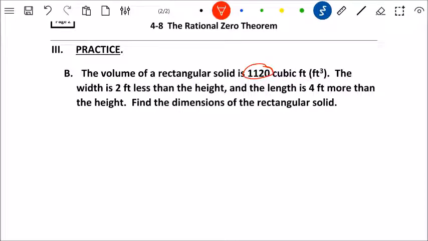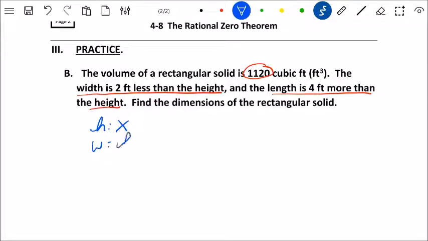Let's take a look at the information. 11 over 20 cubic feet. The width is 2 feet less than the height. The length is 4 feet more than the height. Seems a little different in that both of them are based on the height. So the height will be my x. The width will be the height minus 2. 2 feet less than the height.